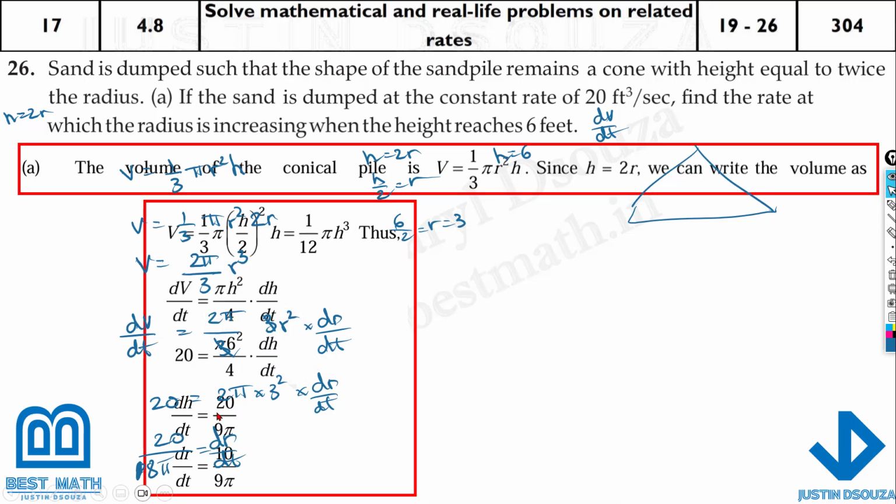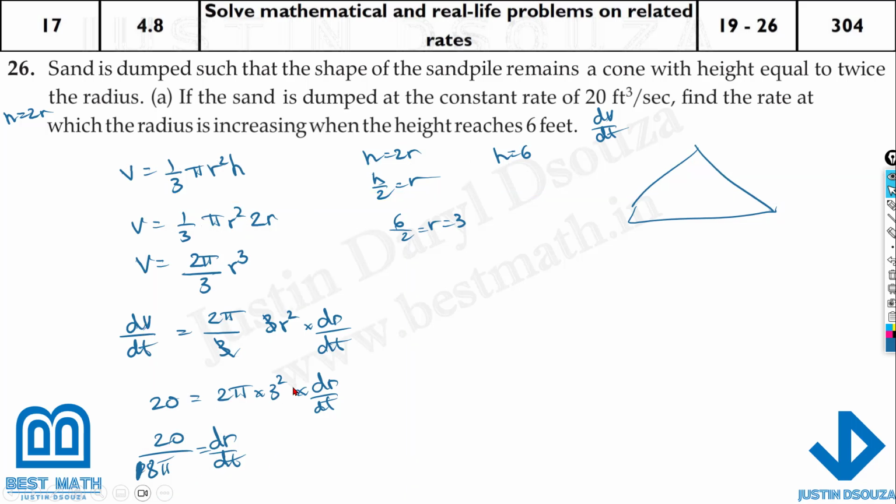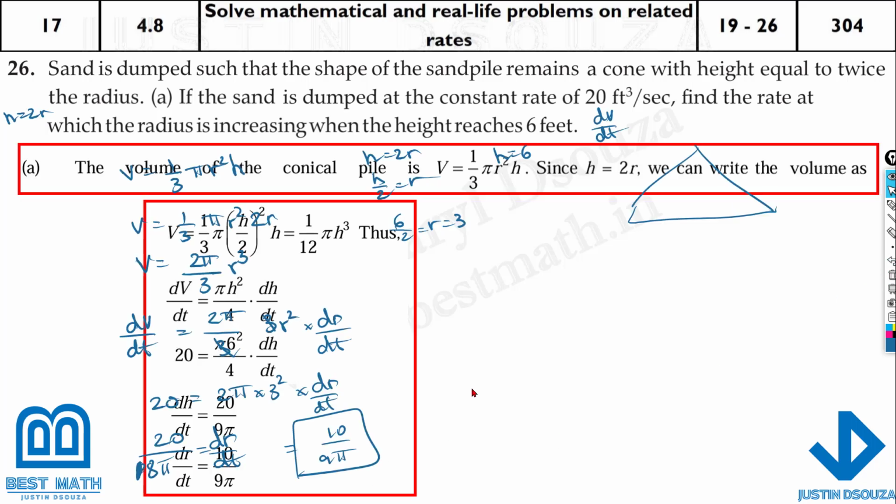And here we go. Now they have just written it in terms of pi, but they have simplified it. Now wait a minute, they have found dh and dr. You do not need to find dh, because they have just told you to find the rate of change of radius when the height reaches that value. You just have to find dr by dt. This is 18, so this can be simplified. 2 table goes, it'll be 10 by 9 pi. That's the answer. You can see dr by dt will be 10 by 9 pi. That's what we also got.